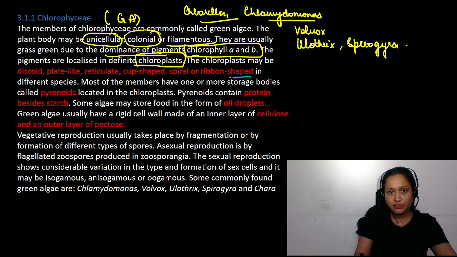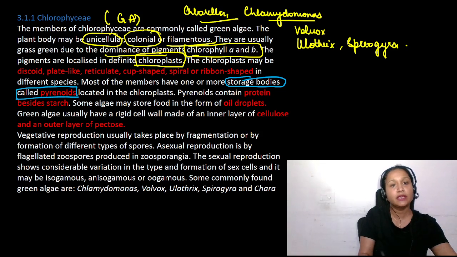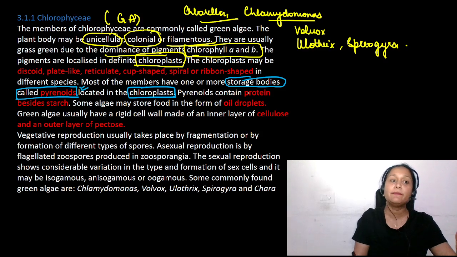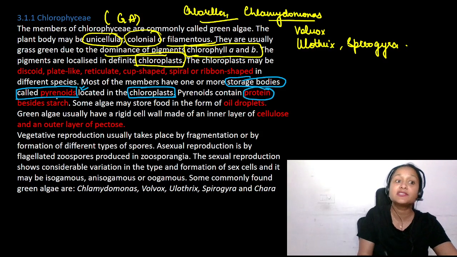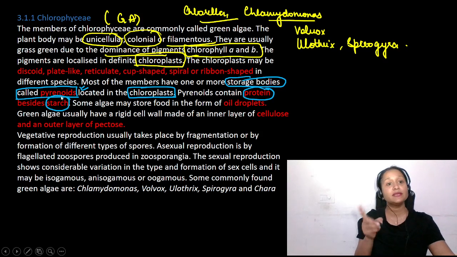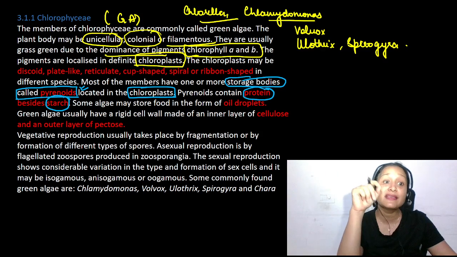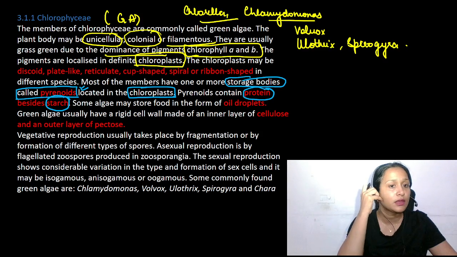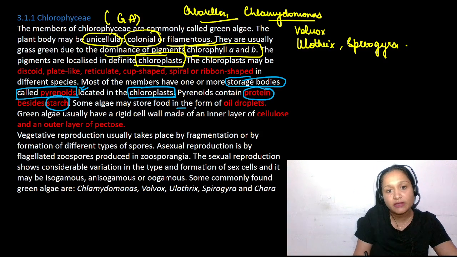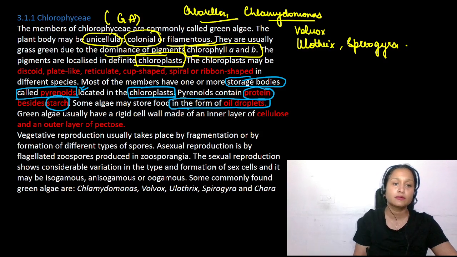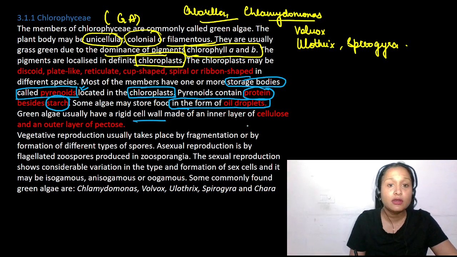Now the storage bodies are called pyrenoids. Important. They are located in chloroplast. Remember this, storage bodies are called pyrenoids, and pyrenoids contain proteins besides starch. Remember this, contains protein as well as starch. Now there are some algae that may store food in the form of oil droplets. Okay, clear?